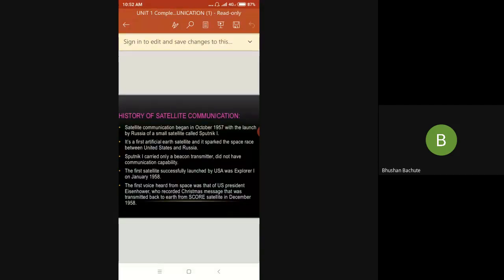Once Russia launched Sputnik 1, that first satellite carried only beacon transmitters and did not have communication capability. There is no communication. The function of this beacon transmitter is to receive the signal and transmit the signal back to the station. That is the only function of a beacon transmitter. A communication system is not present in Sputnik 1.